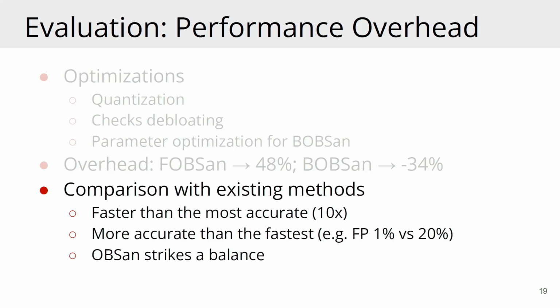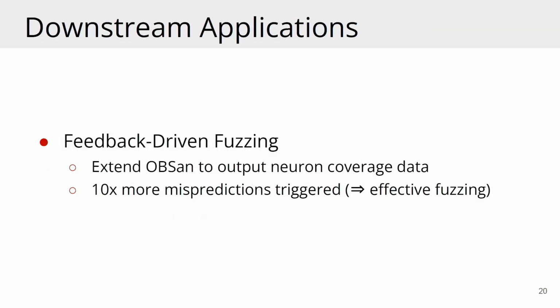So in addition, we also compared OBSan with existing methods, and we found that OBSan is faster than the most accurate methods that we tested in our experiments, and it also is more accurate than those fastest methods. So we say that OBSan strikes a balance between the performance overhead and detection effectiveness.